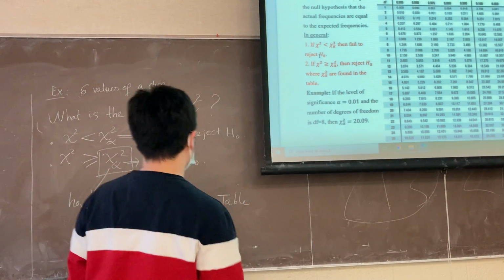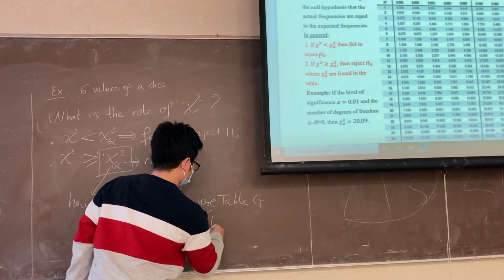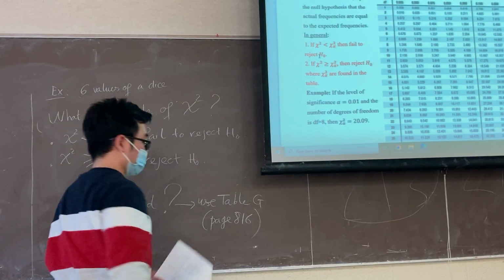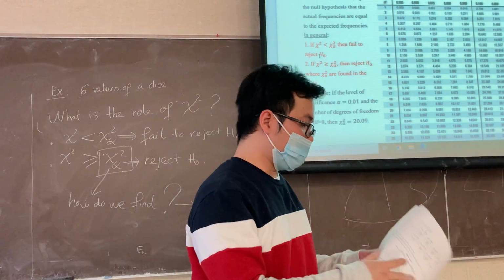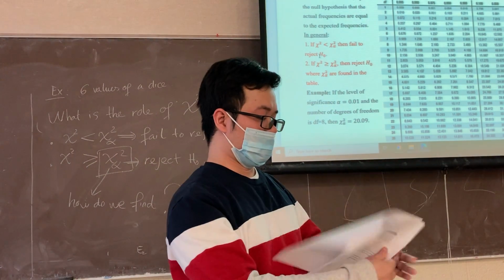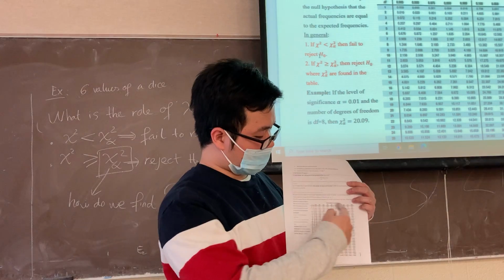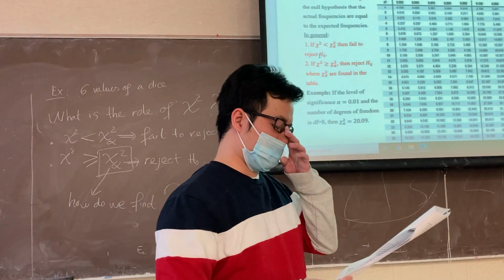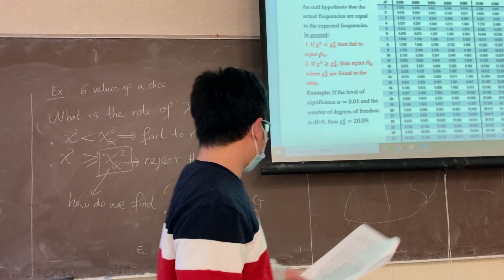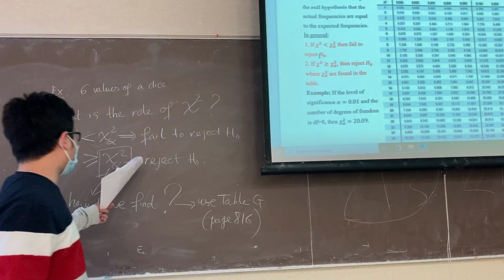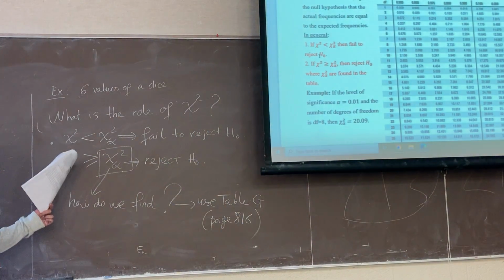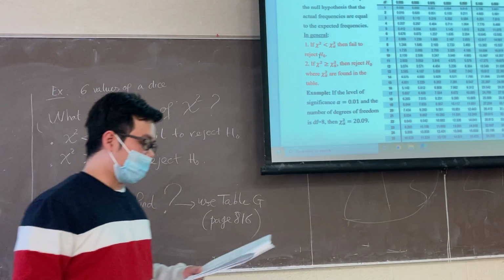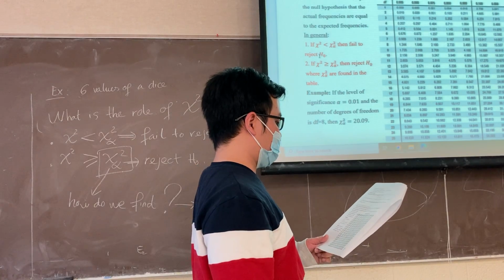Use the table on page A16. I also give you the table on page 2. You can find it on page 2, I also give you the table for this. When you have the chi-square alpha, you can compare it with the chi-square you have found. Okay. How to find this?